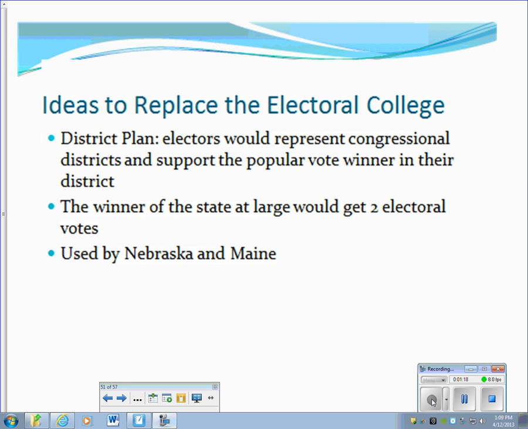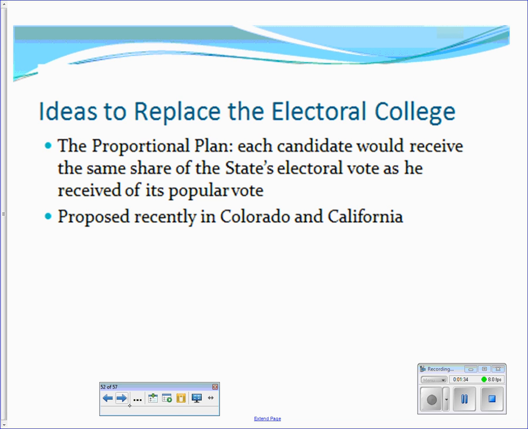In the 2008 election, Nebraska sent 4 electoral votes to McCain and 1 to Obama. Obama won 1 district, and McCain won the other 2, plus he won the state, so that's why it's split 4-1. That's the only time that's ever happened since these states have used it, all right? But only 2 are using that one.